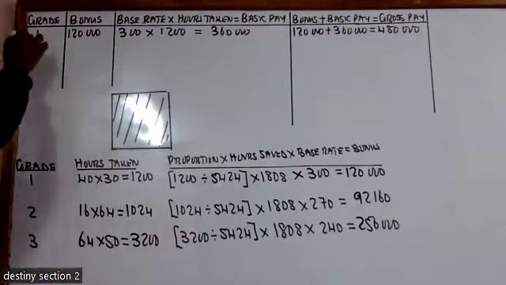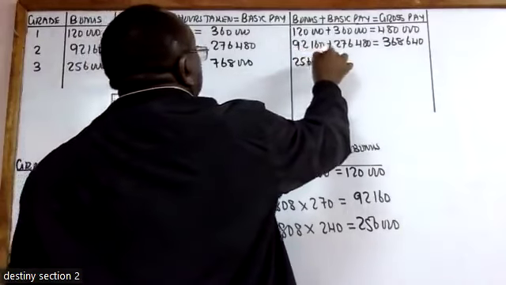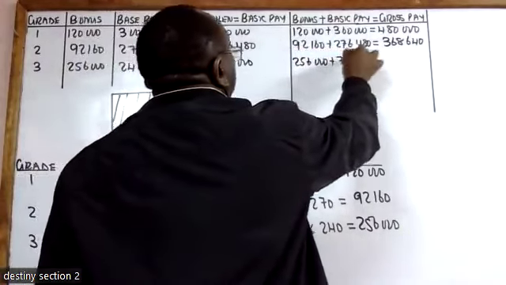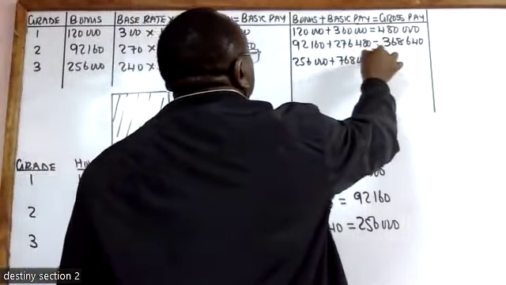So if I take these 256,000 plus 768,000, that gives us 1,024,000.